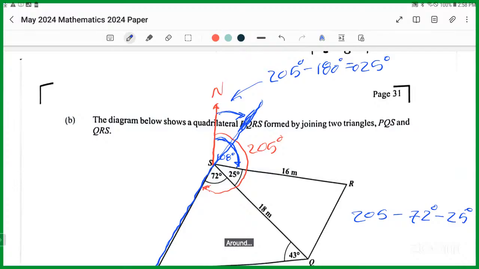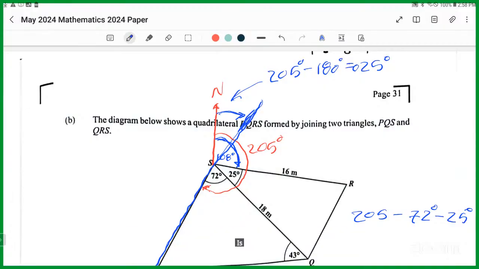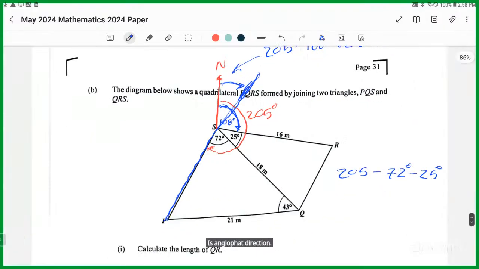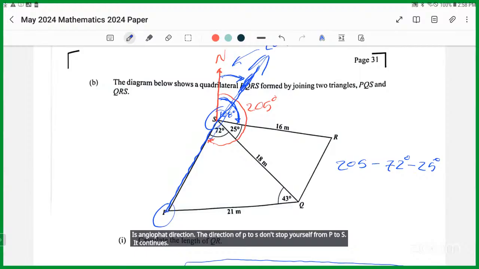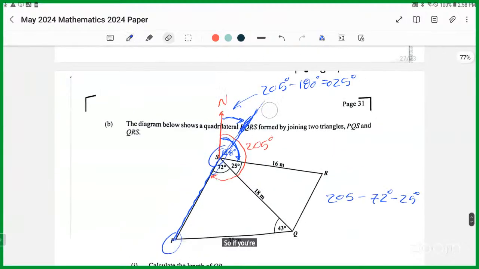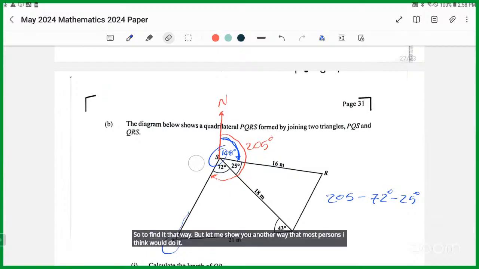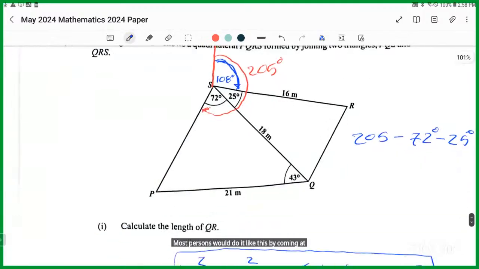So let me show you the way most persons will do it. That's a nice quick way to do it, right? Because bearing is the angle of a direction, the direction of P to S. It doesn't stop here, so from P to S it continues up here as well. That's the bearing of that direction, P to S. So we could find it that way. But let me show you the way that most persons, I think, would do it. Most persons would do it by coming at the from position, as we learn.